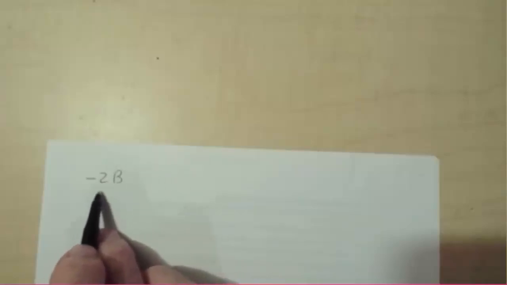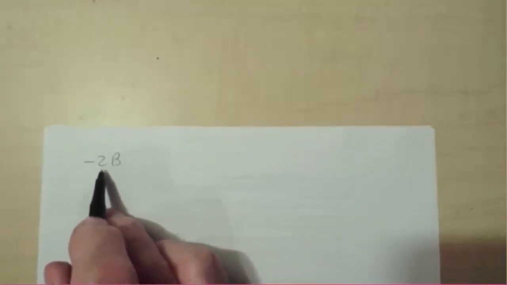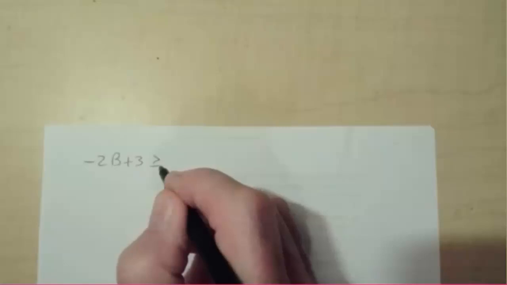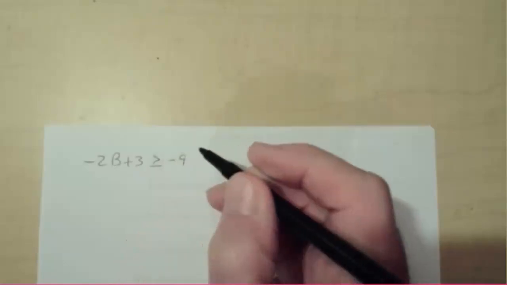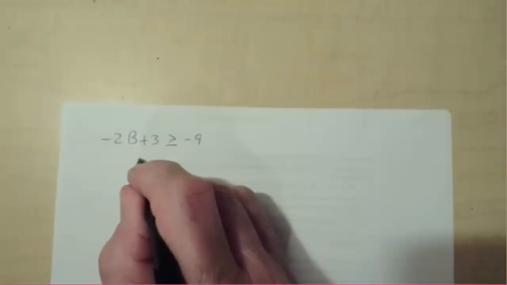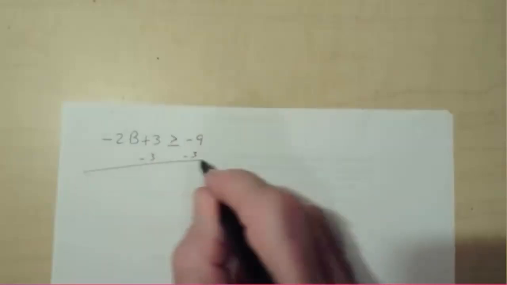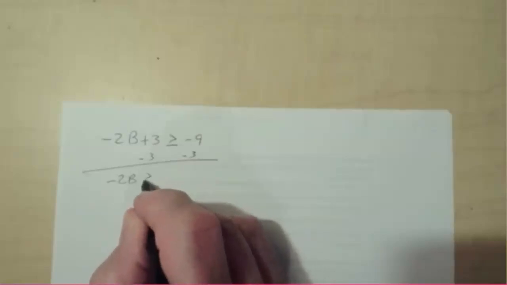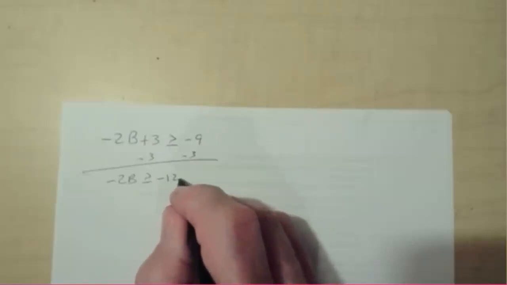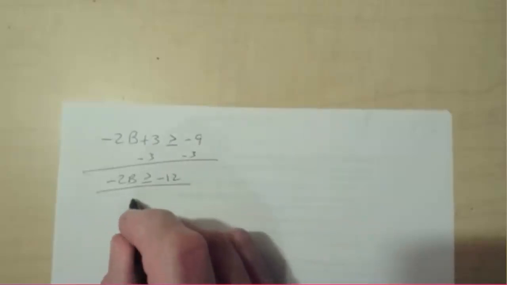Okay. And what if we have this? Negative 2b. See, now we're going to have to divide by a negative number, so we know our sign's going to flip. Plus 3 greater than or equal to negative 9. Okay? Now, again, we're going to solve this just like an equation. So we're going to get rid of addition and subtraction first. So subtract 3 from each side. Negative 2b greater than or equal to, what is it, negative 12? Now we divide by negative 2.